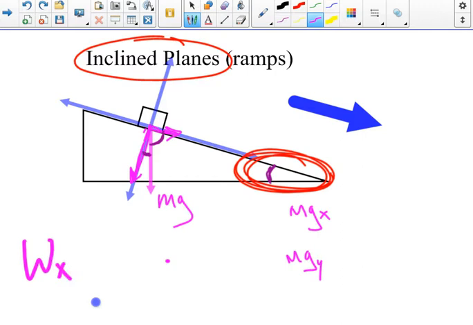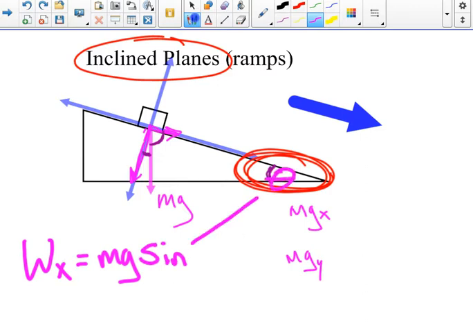So the x component of the weight is going to be the magnitude of the weight, mg. In fact, we'll just write mg here. So the magnitude of the weight times the sine of the angle that they give you here, of that angle. Because that angle is actually not the reference angle, but it will be the one they give you.